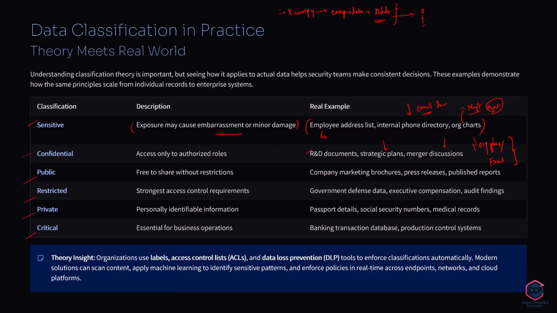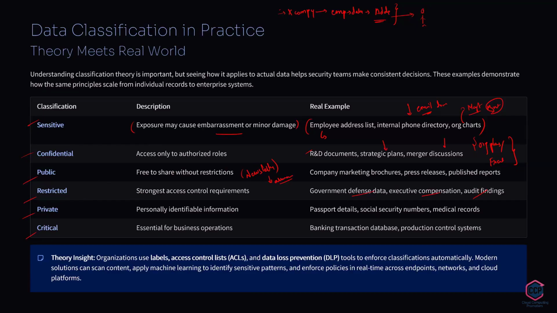Public is where companies have newsletters for awareness, right? It comes under public, like marketplace brochures, press releases, or published reports. Restricted means strong access controls, like MFA or a very secured environment, like government defense data, execution of compensation, audit findings, and what all the changes have been implemented in an organization.